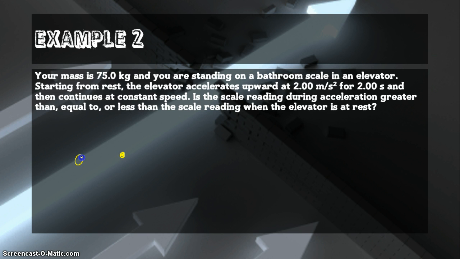Well, when you're accelerating upward at 2 meters per second squared, the force upward has to be greater than the gravitational force. So the normal force the elevator provides has to be greater than the force of gravity. On the other hand, when the elevator is at rest, you're not accelerating. Your acceleration is 0, and the normal force has to equal the gravitational force. They need to cancel each other out. So it's clear that the scale reading during the acceleration upward is going to be greater than the scale reading when the elevator is at rest.